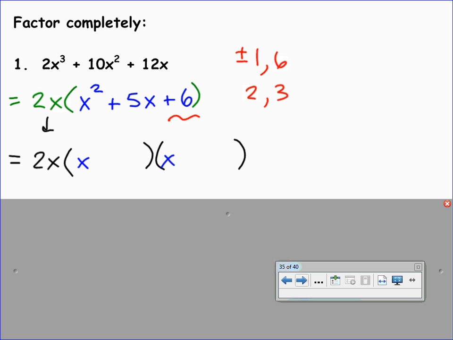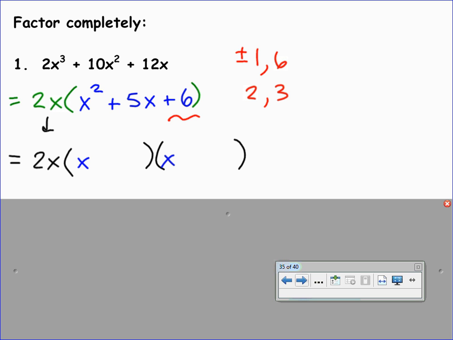Given that my last term is a positive 6, which pairing will I use? The 1 and the 6 or the 2 and the 3 so that I get my middle term of plus 5x? So what pairing is this going to have to be? Carson? 2 and 3. The 2 and the 3.